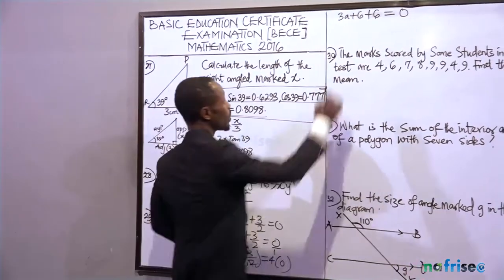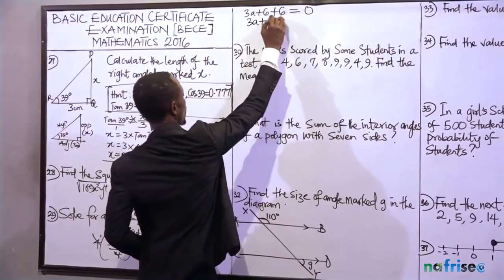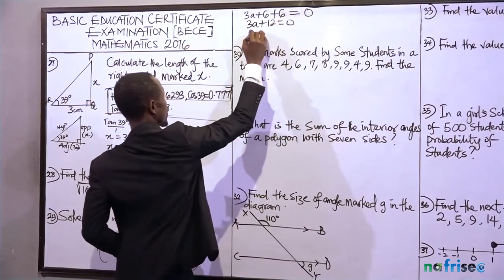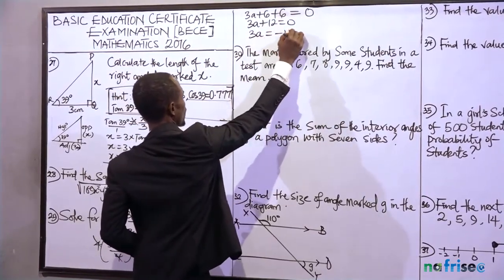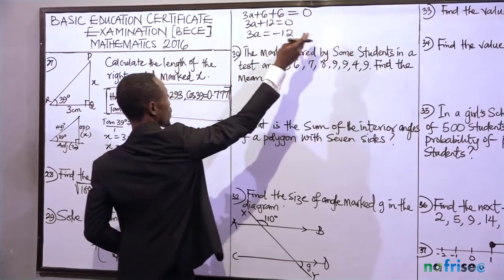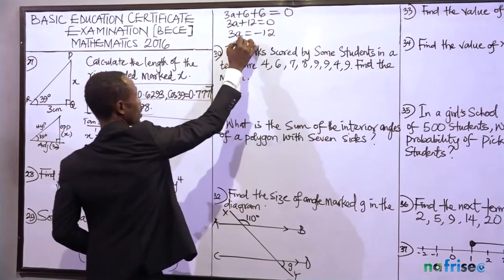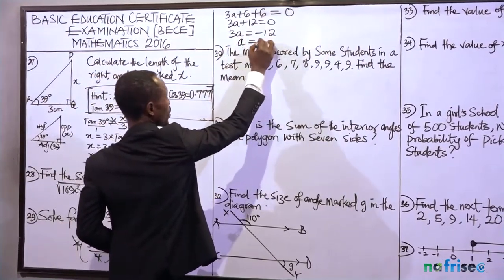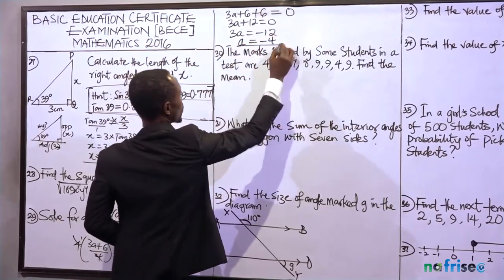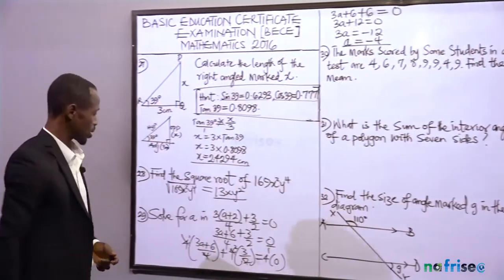So I'll proceed from here by saying this is 3a plus 12 equal to 0. Collect like terms. 3a equals minus 12. That's positive will become negative. So we divide both sides by 3. A will be minus 4. So the answer to number 29 is minus 4.